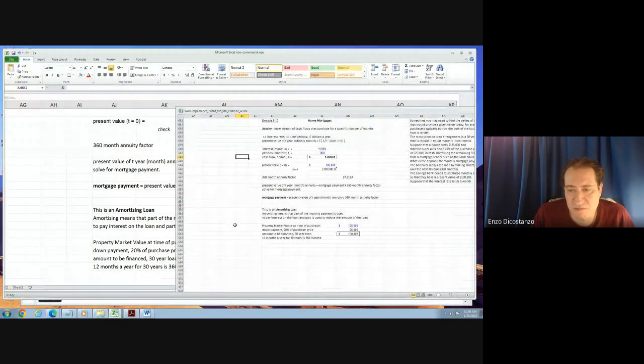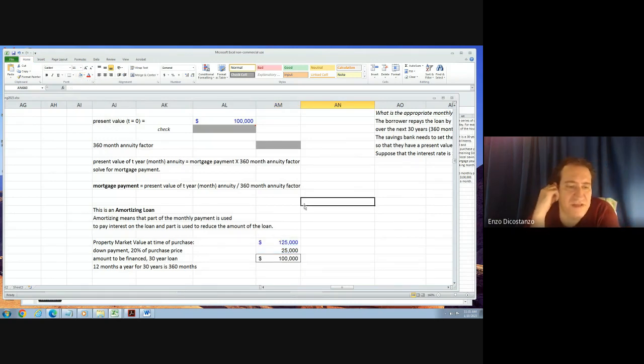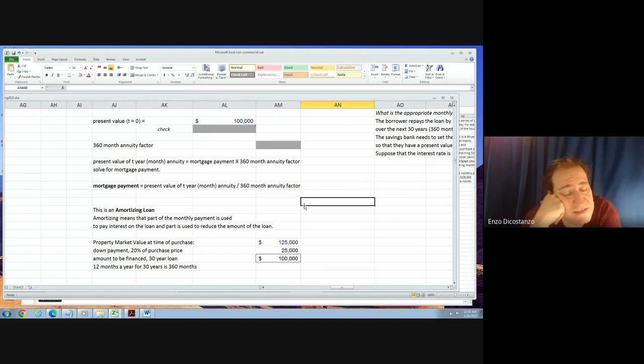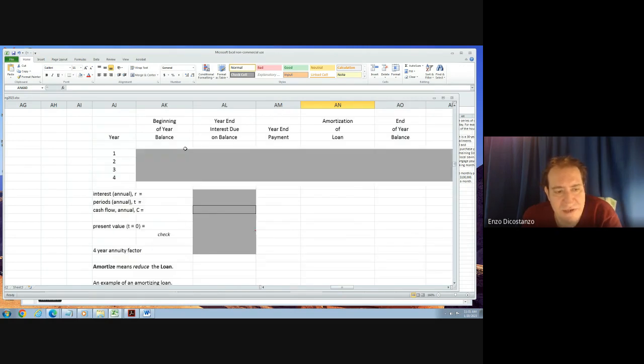It says this is an amortizing loan. Actually, this might be good to start with. The property market value at the time of purchase was 125,000. 25,000 came out as the down payment, and the amount to be financed was 100,000. In an amortizing loan, part of the monthly payment is used to pay the interest on the loan, and part is used to reduce the amount of the loan. That's what they mean by amortizing. You're going to see that term a lot in accounting and banking analysis. You're going to see investments on the books as amortized, and that's an important concept to get your heads around.